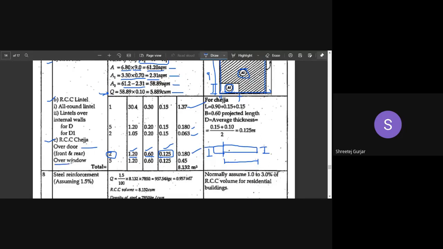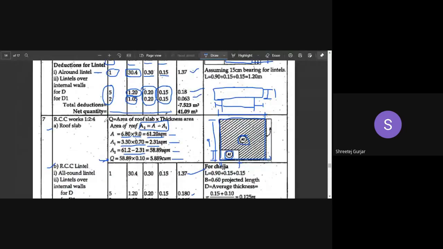Next, for windows. Just look into the plan and tell me how many windows you have. You have 5 external windows, and this is the size of my window plus 2 bearings, that is plus 0.15 plus 0.15. So it will come up to 1.2, and this is the projection length, that is 0.6, and this is the average thickness, that is 0.12. Quantities for doors and windows. The total quantity of RCC chhajja is 8.132.